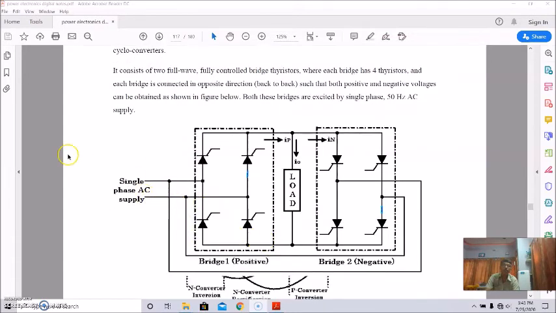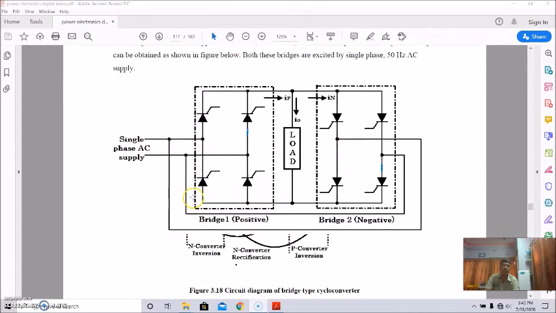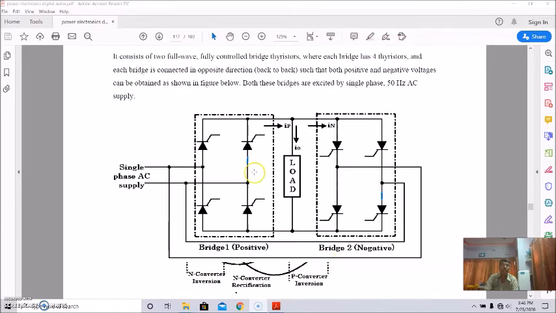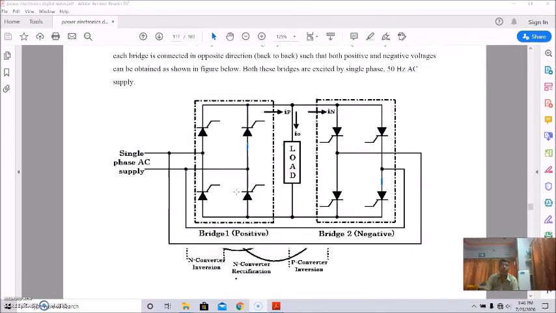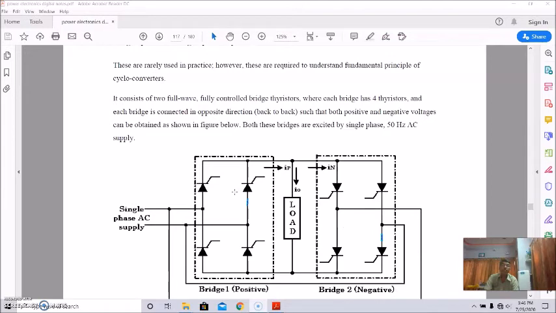So this is the positive bridge, this is the negative bridge, bridge 1 and bridge 2. This is the single phase supply. Here this is the negative bridge in inversion, this is the negative bridge in rectification, this is the positive in inversion. So this is the circuit diagram. Basically, this is the output current of the positive bridge, this is of the negative bridge, and this is the load current.